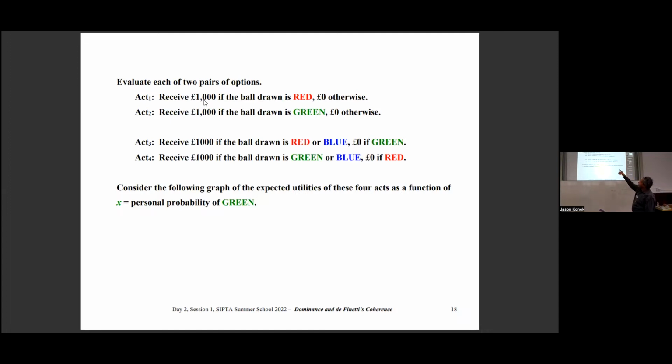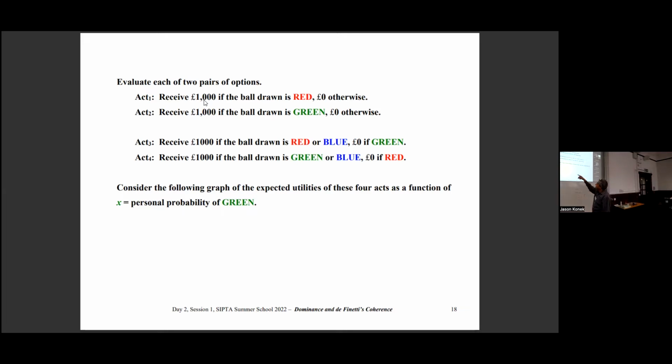Act 1 is a gamble with a precise expected value, because it's 1/3 of 1,000 and 2/3 of 0. The indicator for red is determined at 1/3, so its expected utility, if we're using utility linear in money, is 1/3 of 1,000. Act 2, on the other hand, pays off the 1,000 looking at the indicator function for green and 0 otherwise. But green doesn't have a well-defined indicator function value, right? This could be anything between 0 and 2/3. So you're asked to choose between these 2.